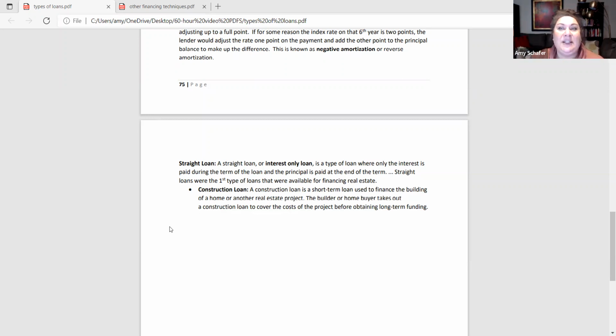Then the builder comes in and starts building, and as they need to pay off the roofer and the plumber and the electrician, they'll do a draw against this construction loan. So instead of making a full payment, the borrower during the building process is only making a payment on the interest. Then when the property is completed, they will reappraise it and package it into a traditional conventional loan typically. So a straight loan means we're paying the interest only.